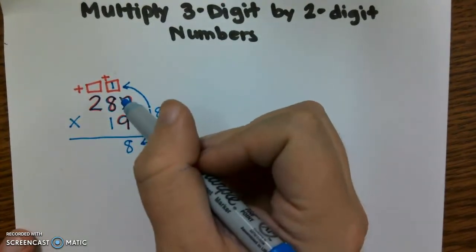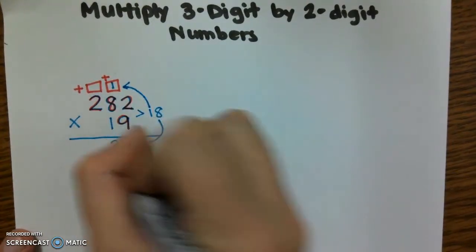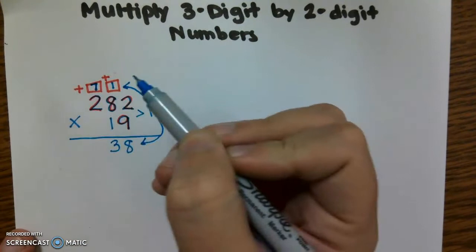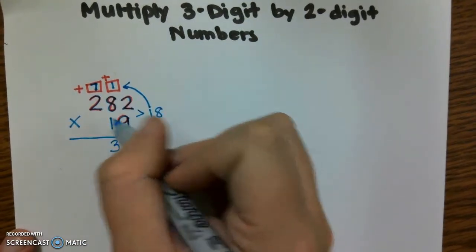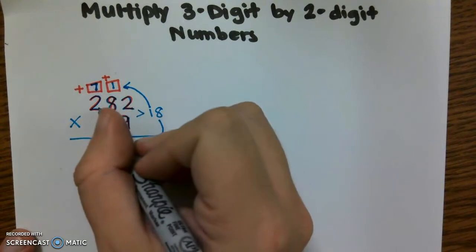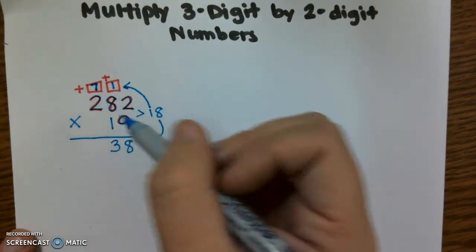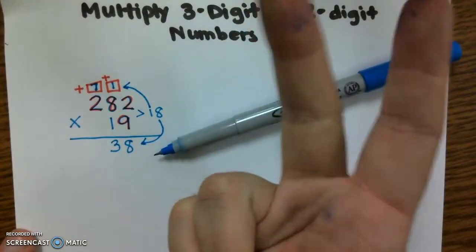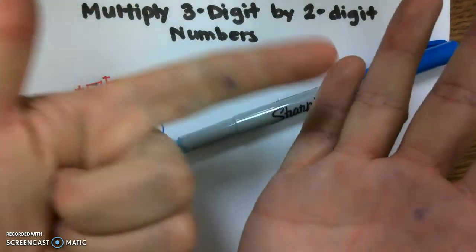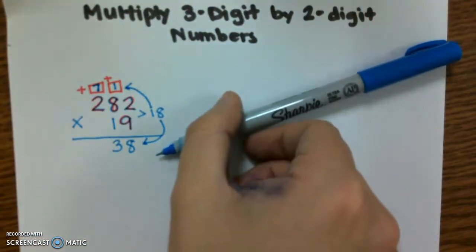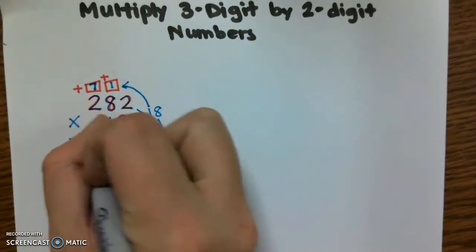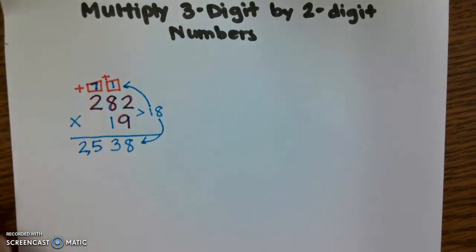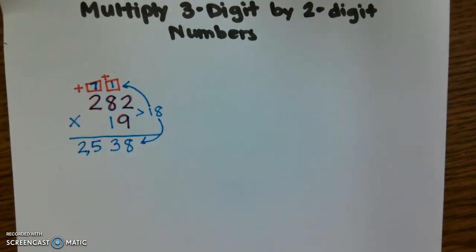9 times 8 is 72, plus 1 is 73. So I'm going to put a 3 down, and then I'm going to bring up my 7 to be added. Now when I take this 9 times 2, I have to add 7 more. So 9 times 2 is 18. 18 plus 7. I'm going to count up from 18: 19, 20, 21, 22, 23, 24, 25. So that's 7 more fingers. So my first partial product is 2,538.